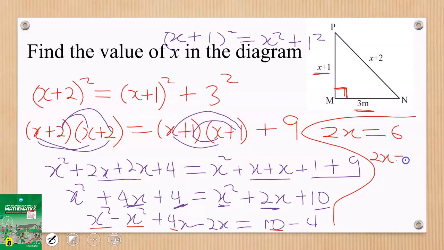If I divide both sides by 2, then I have my x is equal to 6 divided by 2, which is 3. And so that becomes 3 meters. So x is equal to 3. Okay, x is equal to 3. That is the value for x in this question.